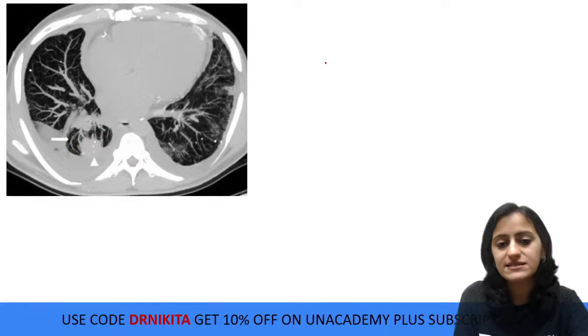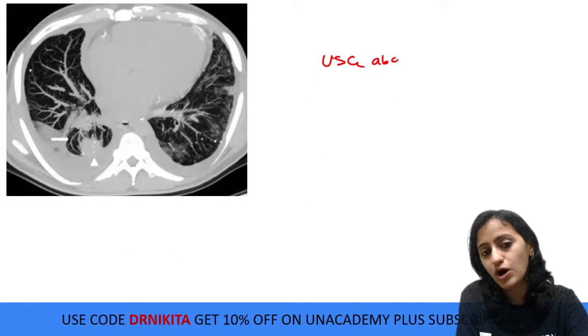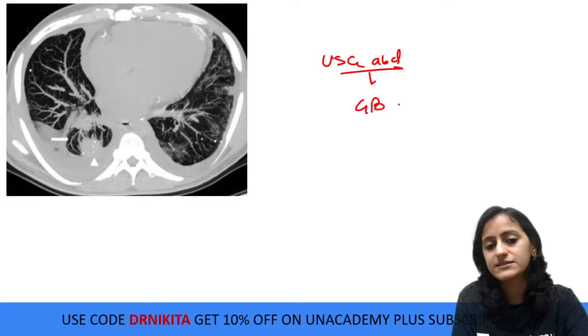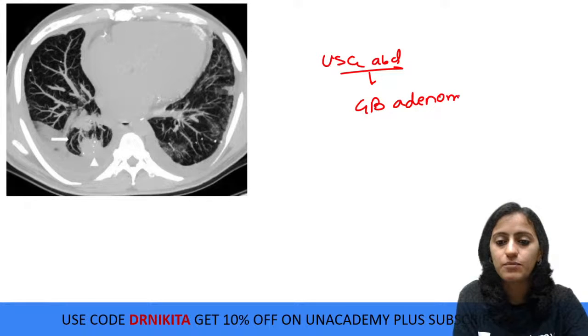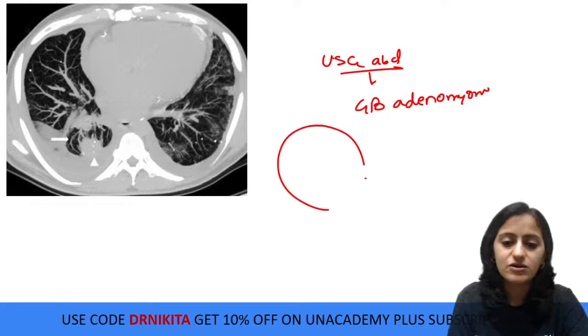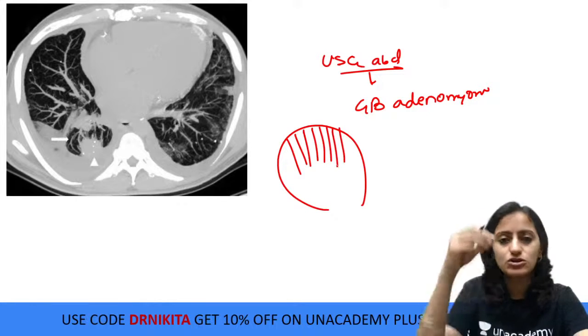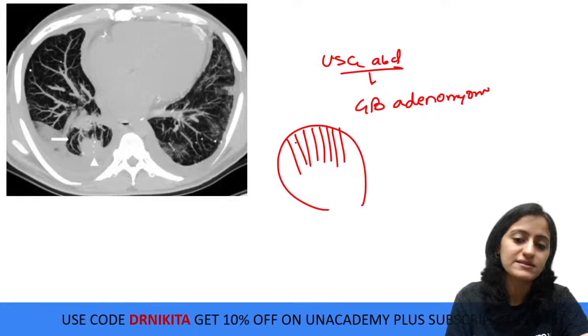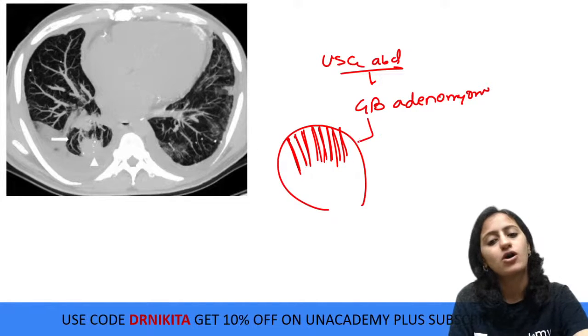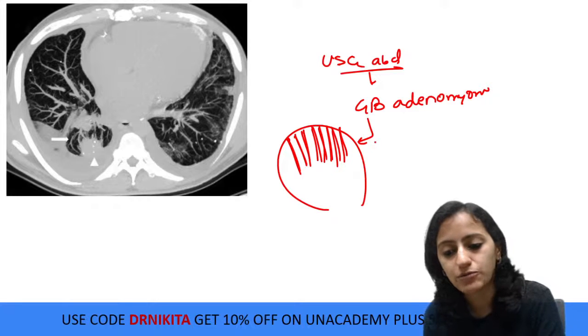Yes, your comet tail sign on ultrasound of abdomen in gallbladder, it is seen in gallbladder adenomyomatosis, where the cholesterol deposits in the wall, they give the echogenic artifacts. You get this linear echogenic artifacts, the comet tail artifacts from the gallbladder in gallbladder adenomyomatosis.